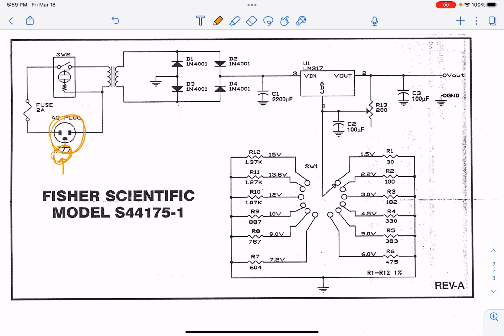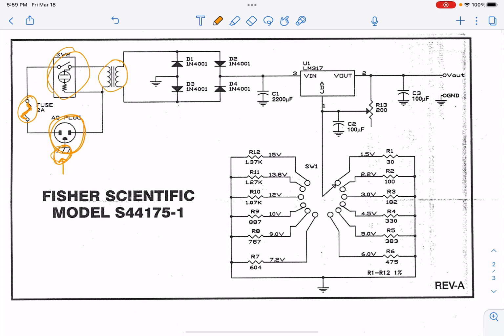Now, this is a symbol for a fuse, and this is a 2-amp fuse, which means that when the current going through this wire exceeds 2 amps, this little piece of metal right here is going to melt, and that would break the circuit, and now zero current would be going through the box. This symbol over here is your switch for turning the device on and off.